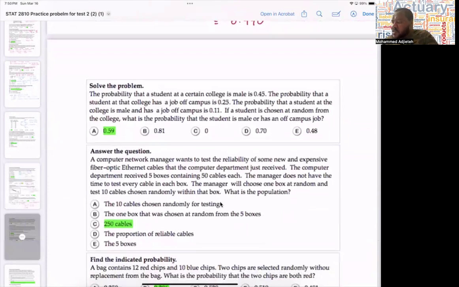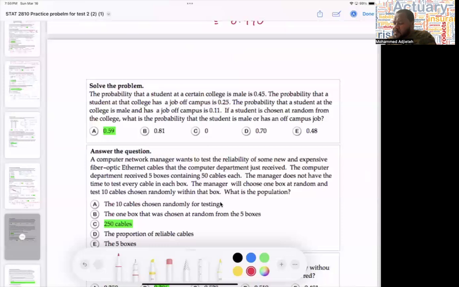Now let's solve this first one here. We are told that the probability that a student at a certain college is a male is 0.45. So we could write the event. So we know P of M equals 0.45. The probability that a student at a college has a job off campus is 0.25.